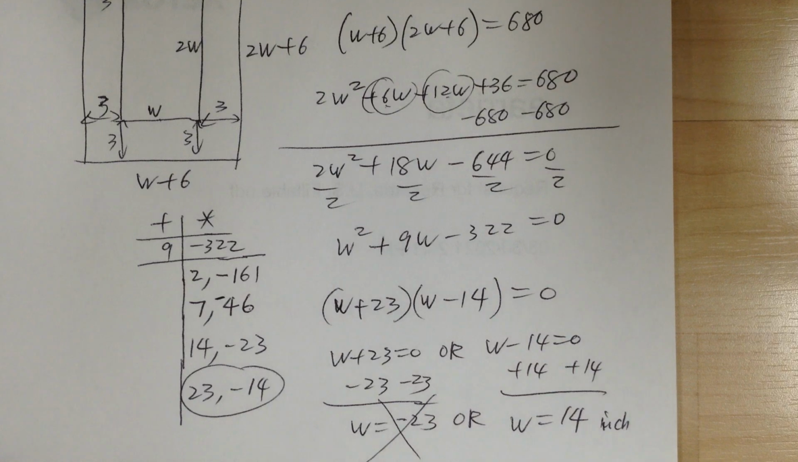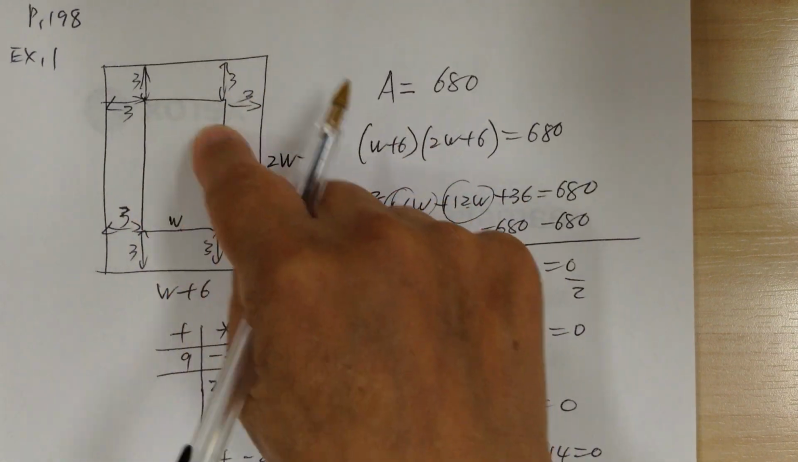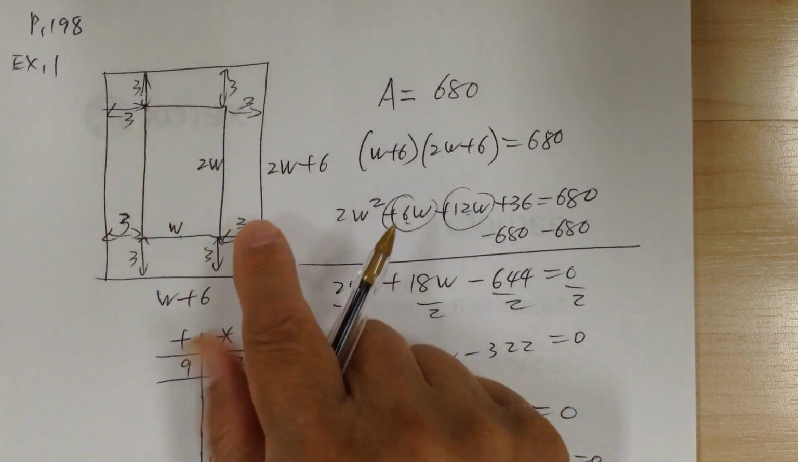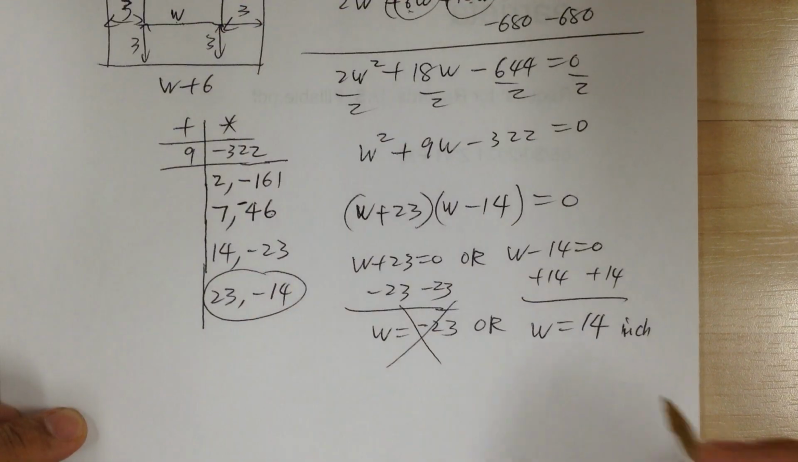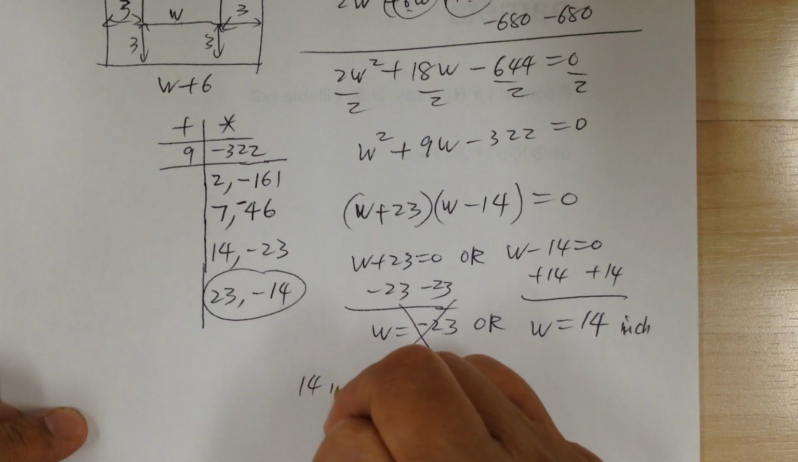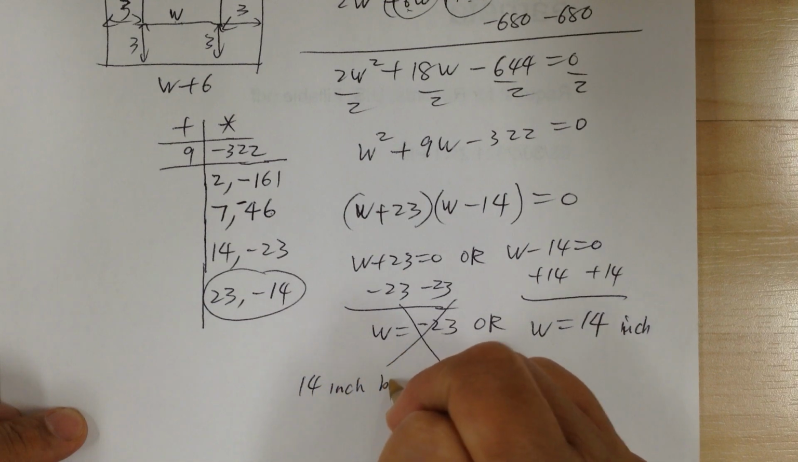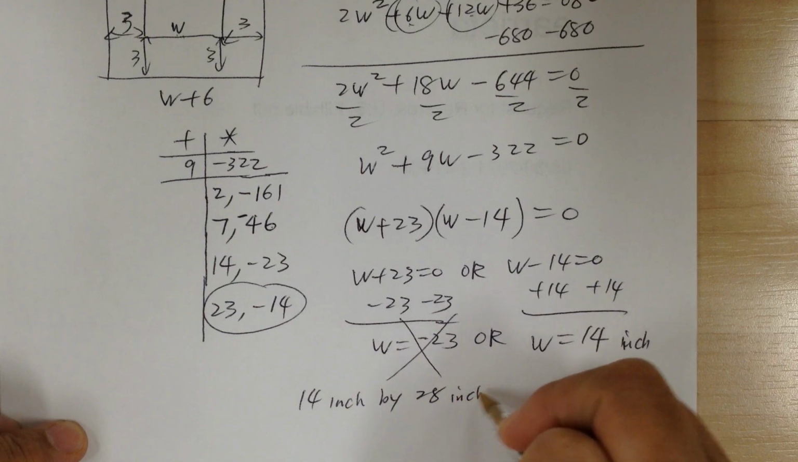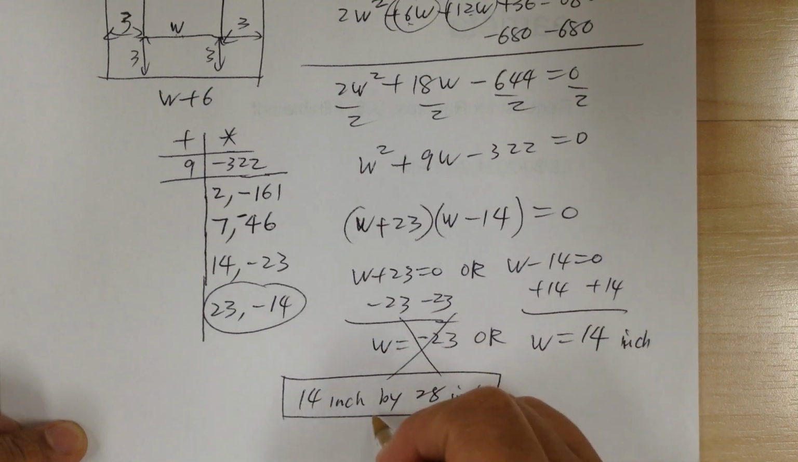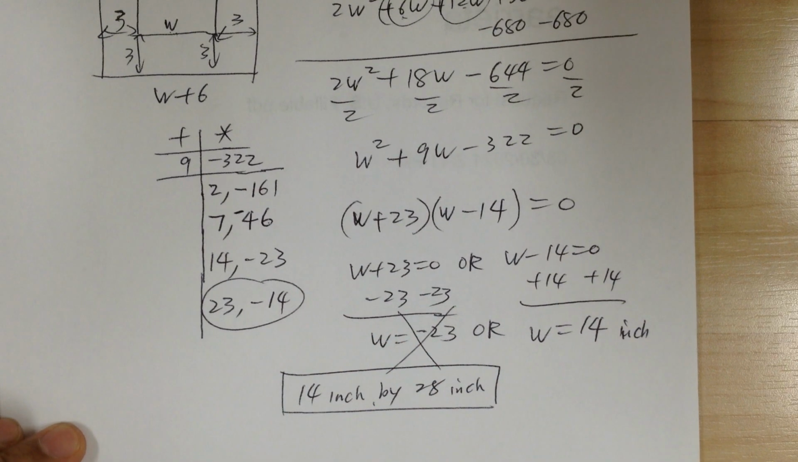But let's go and answer the question. Find the dimension of the print. So you want to find the print, which is the inside. This is a whole poster, and the print is inside. So the print is W and 2W. So the print itself would be 14 inch by twice that, which would be 28 inch. So that's the print, and that's it.